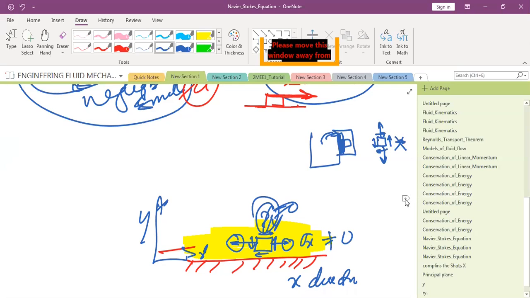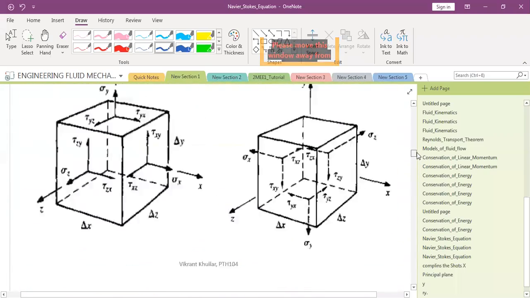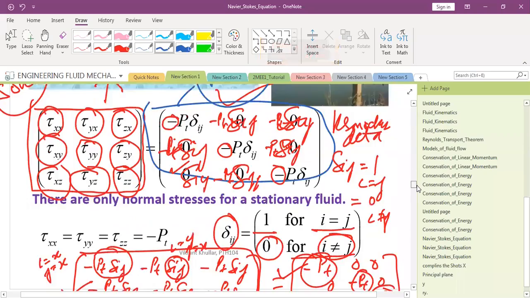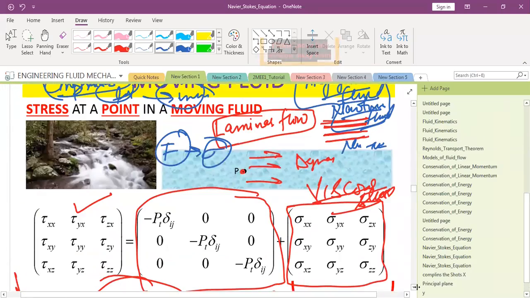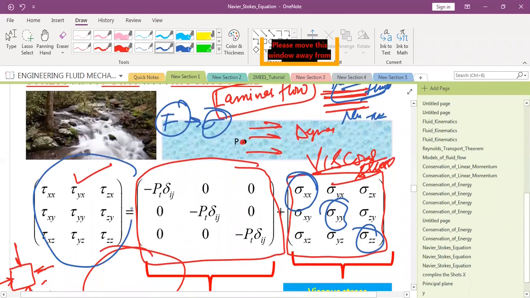Is that clear now? Yes sir. So I can have both viscous normal as well as shear stresses. That is very important, because otherwise you will have a misconception that viscous stresses can only be shear in nature. But they can also have a normal component as well. That should be clear in mind. So this is the complete state of stress at a point in case of a moving fluid, which has both the hydrostatic component and the viscous force component. Are you clear?